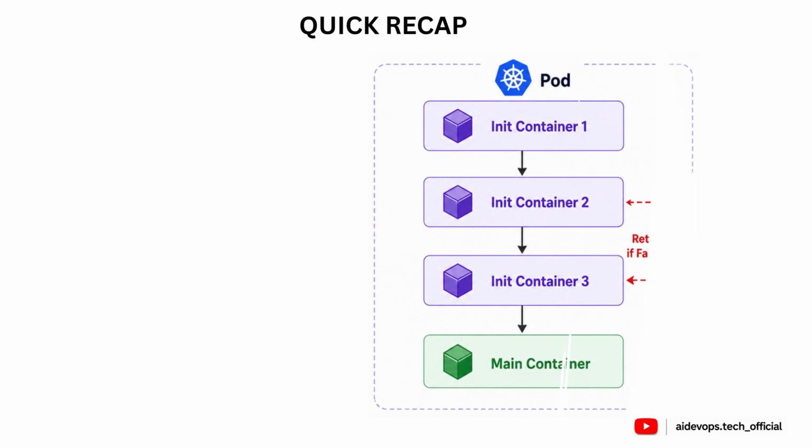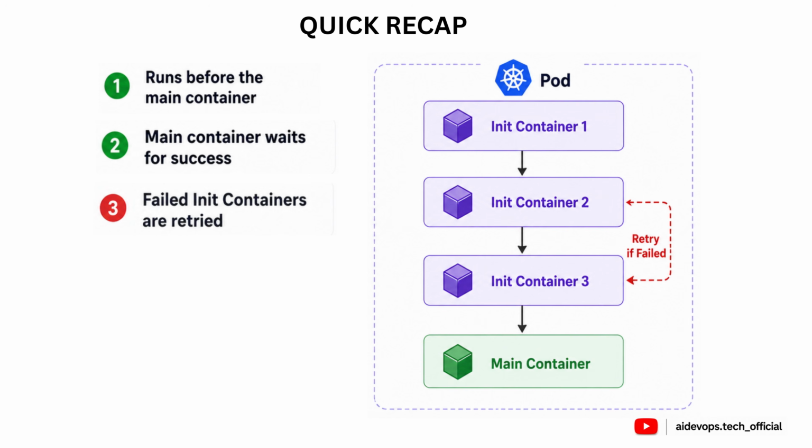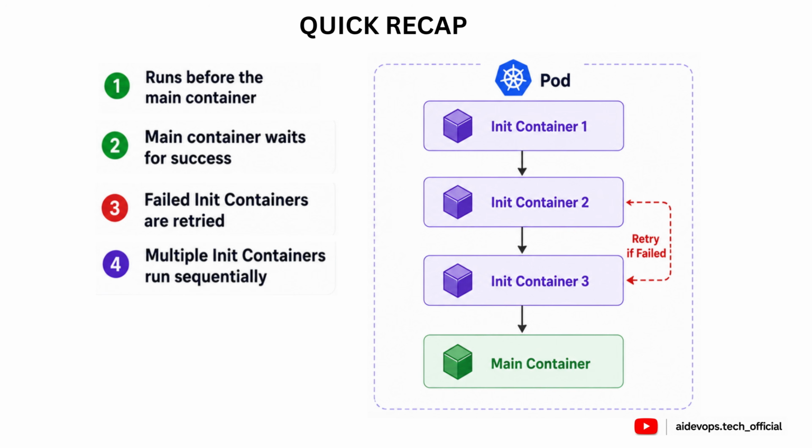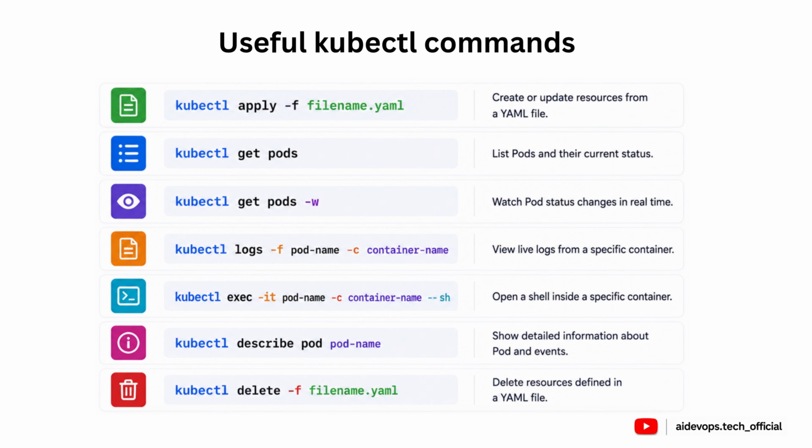So let's quickly recap. An init container runs before the main container starts. The main container only starts after all init containers complete successfully. If an init container fails, the main container never starts. Kubernetes retries it automatically. If we have multiple init containers, they run one by one in order. Init containers and the main container can share data using a shared volume. The status column Init:0/1 means the init container is still running. So that's everything about the init container.